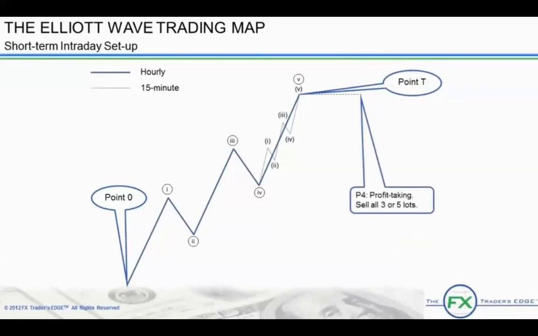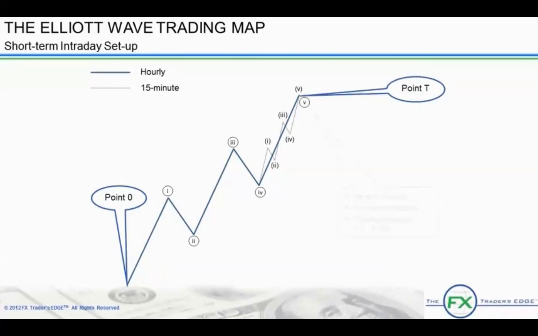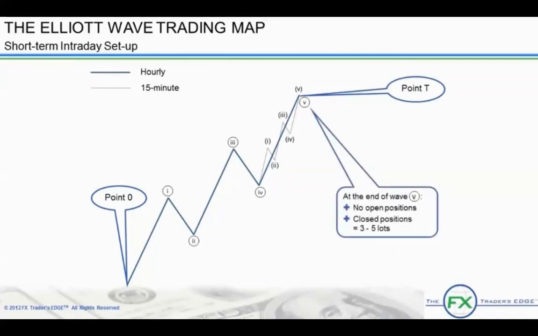At point P4, this is where we take profits and sell all 3 or 5 lots. Assuming that everything goes according to plan and wave 5 circled travels in 5 subwaves, we are ready to take our profits. We look for 3 of the 6 confirmations we use to find the end of a trend. We exit all of our positions. We have completed our 5-wave trade to success. At the end of wave 5 circled, we take profits on our remaining 3 or 5 lots.